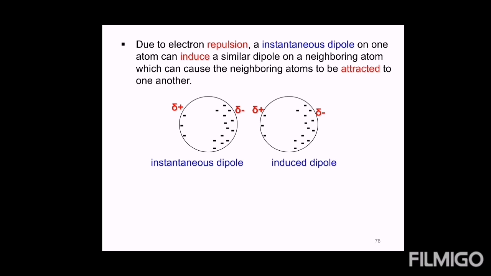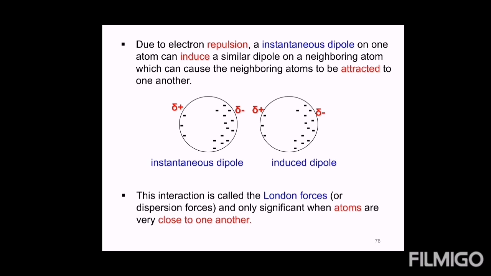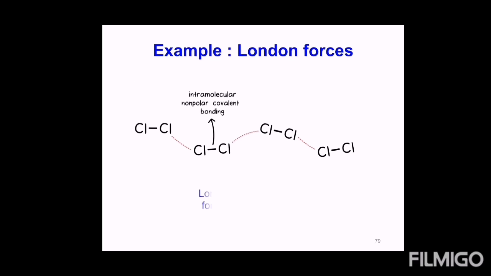Alright, if you look there, instantaneous dipole and induced dipole. So there, delta plus, delta minus, delta plus, delta minus means there are intermolecular forces there. This interaction is called the London forces or dispersion forces. Up to you whether you want to use London forces or dispersion forces, because those two terms have the same meaning. And it is only significant when atoms are very close to one another.